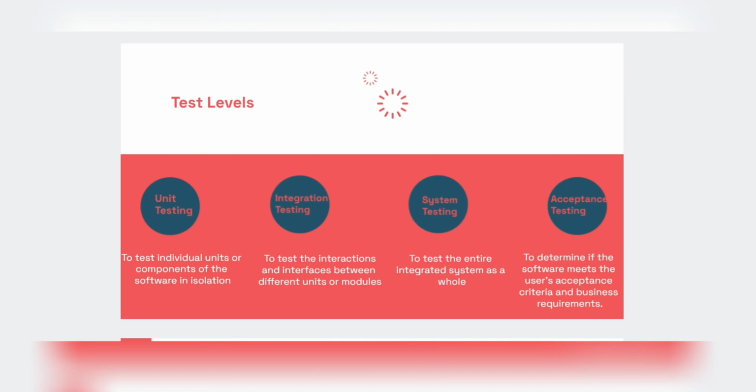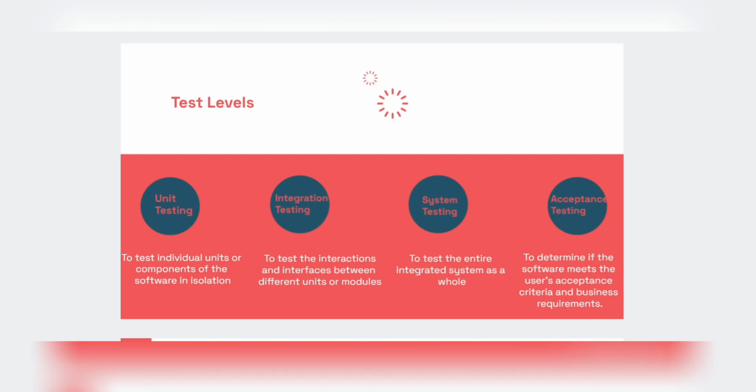Then the last level is acceptance testing. It determines if the software meets the user acceptance criteria and the business requirements. It is similar to system testing, but the difference is that in system testing we try to find as many defects as possible, and it is the responsibility of the tester. On the other hand, acceptance testing tries to make sure that the software performs correctly. So finding defects is not the major goal in acceptance testing.